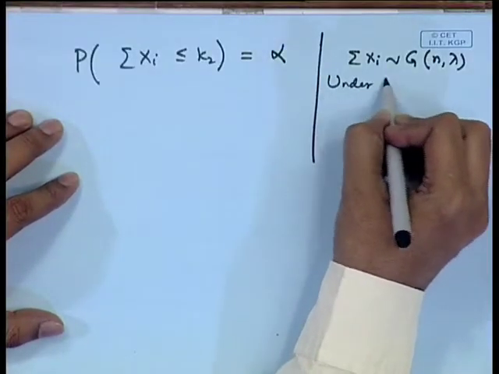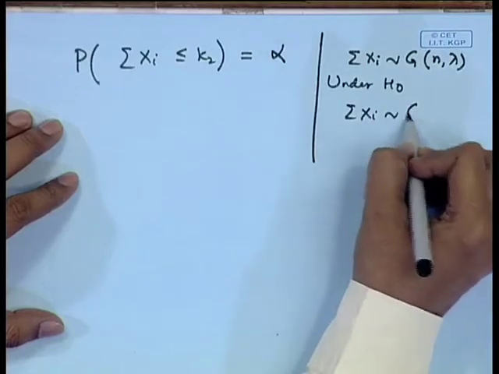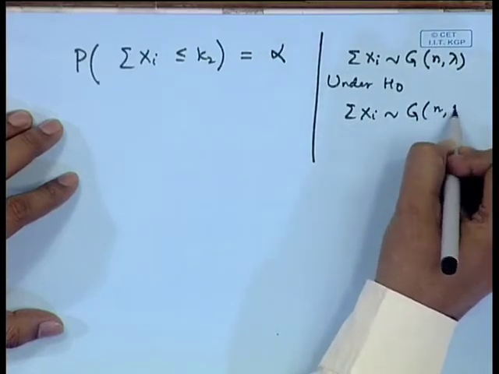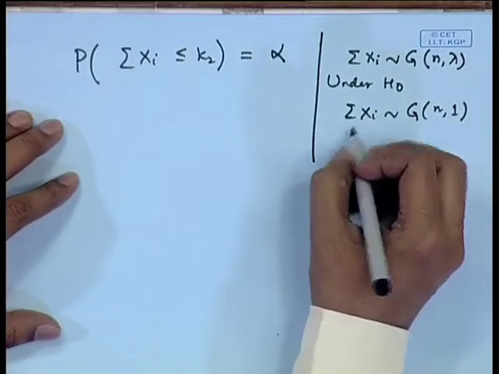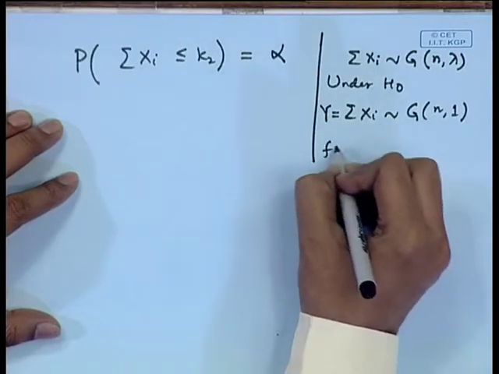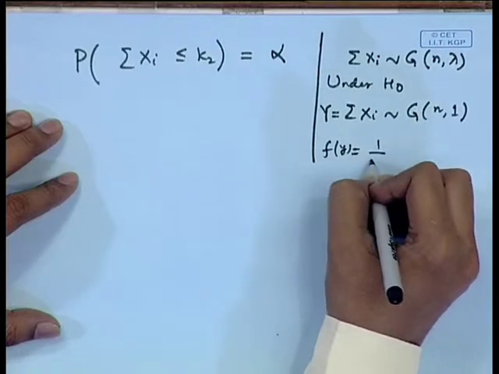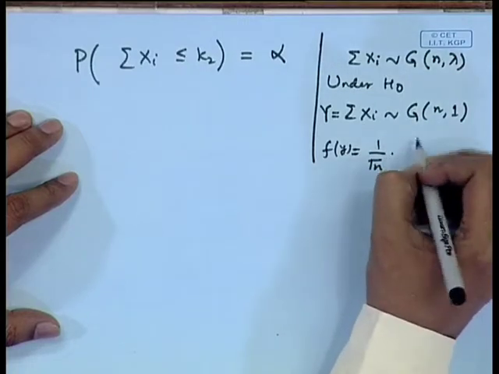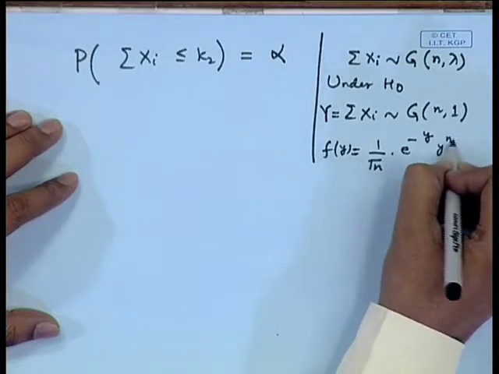So, under h naught, sigma x i will follow a gamma distribution with parameters n and 1. Now, what is this distribution? If we denote it by, say, y, then the density of y is 1 by gamma n e to the power minus y, y to the power n minus 1.